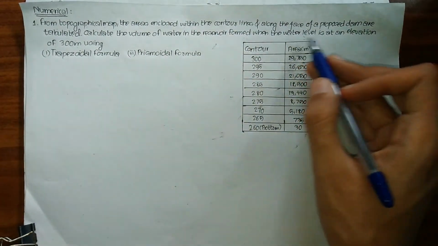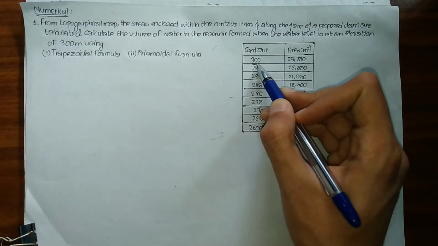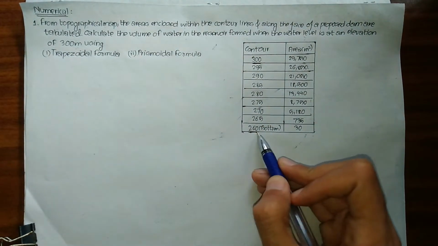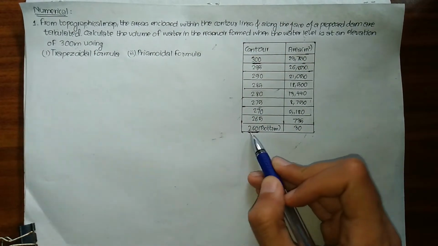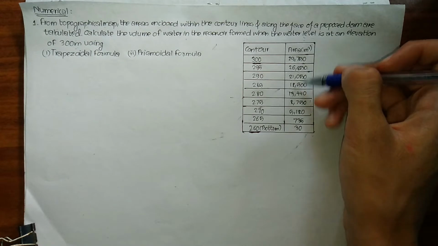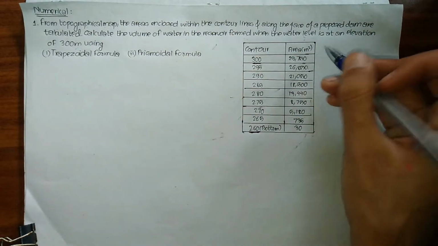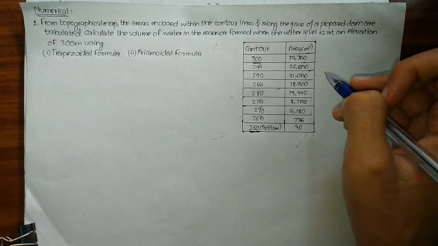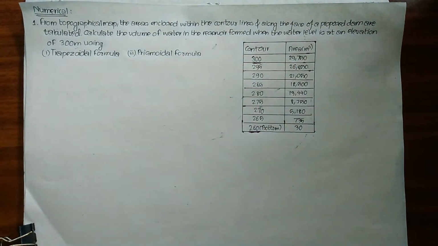So our highest level of water is 300 meter, and we have our contour of 300 meter given over here, and we have our final area, and we have been given the bottom of our dam as 260 meters. So using this area and our contour, we can calculate the volume of water in the reservoir.